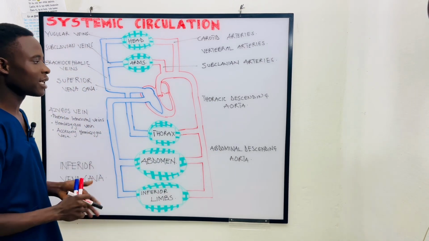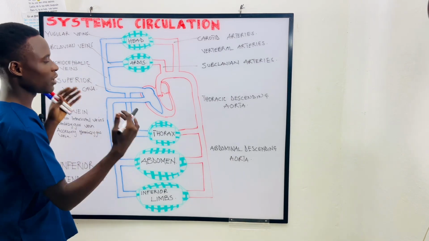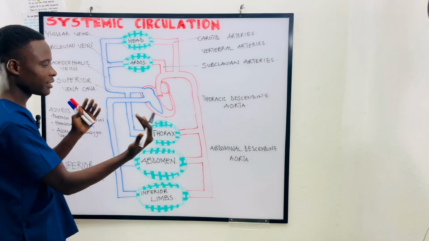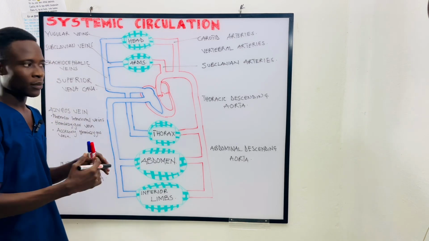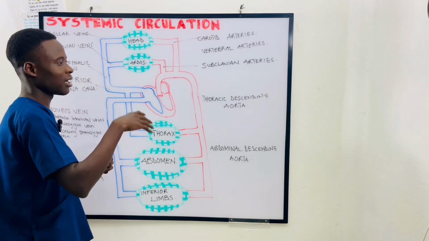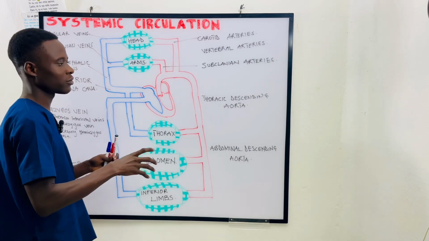The thoracic descending aorta is the part of the aorta that supplies the thoracic cavity and everything in it with blood. And through that, it has small branches of arteries. Do you understand? It's a big artery, so it has small branches of arteries.